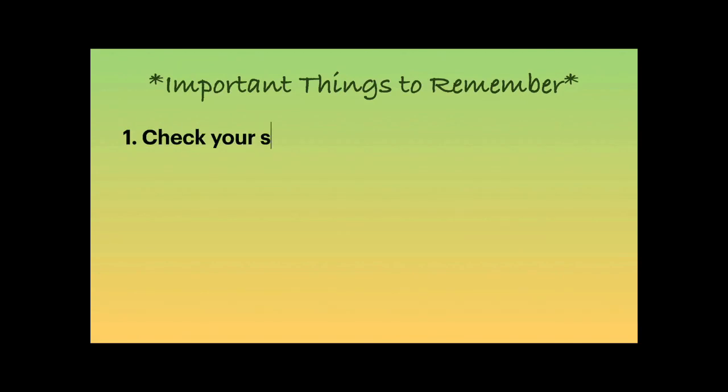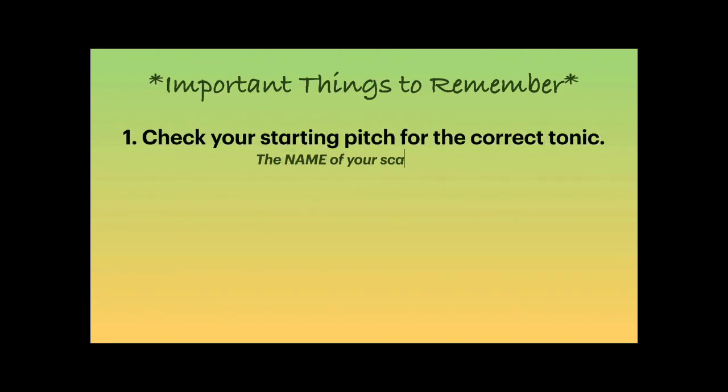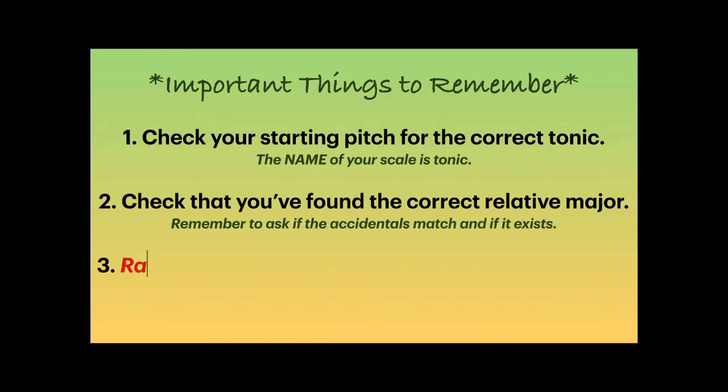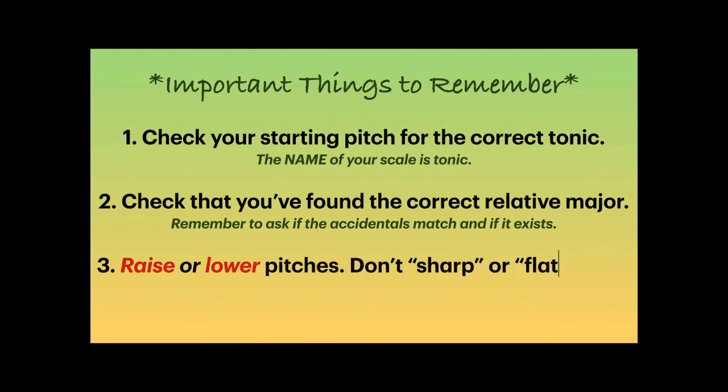There are a few important things I want you to remember. Number 1, check your starting pitch for the correct tonic. The name of your scale is tonic. So if you're asked to write an E flat major scale, E flat is tonic. If you're asked to write an A sharp minor scale, A sharp is tonic. Be sure you're always starting in the right place.